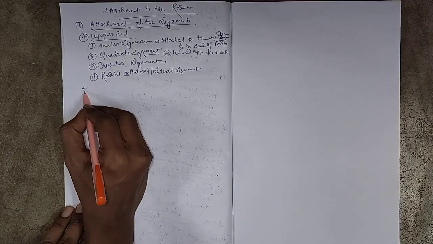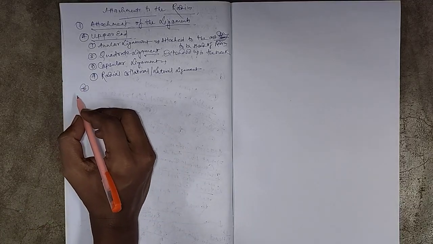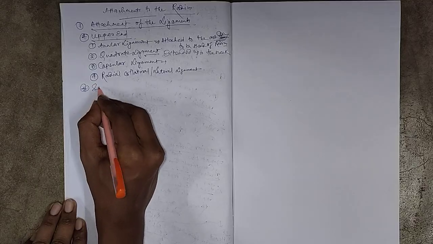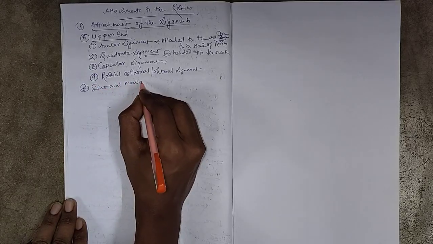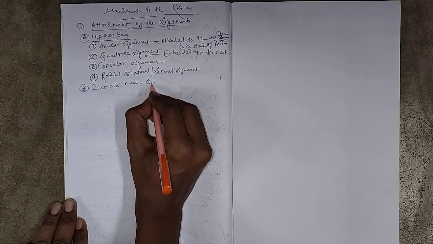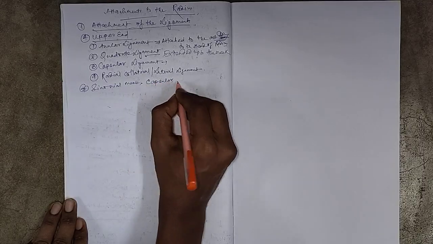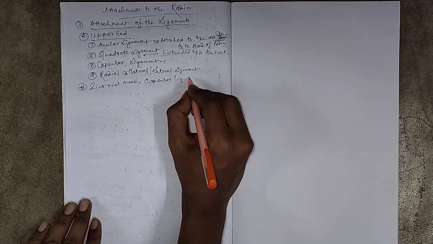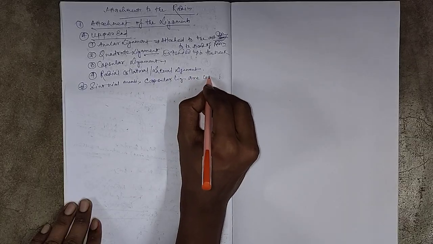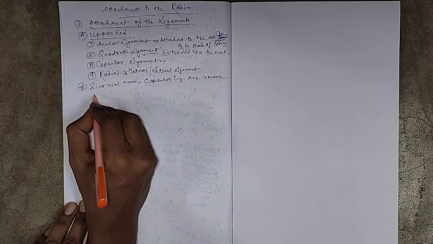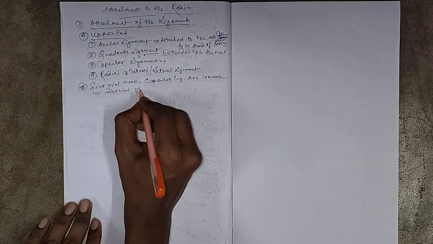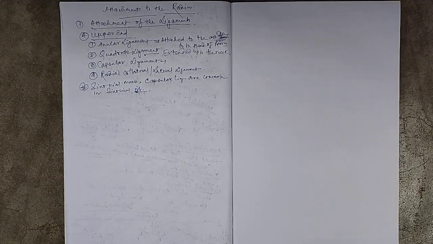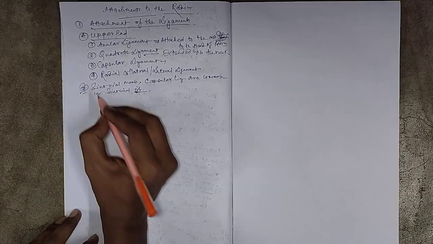And there is one point that you can remember, that the synovial membrane and the capsular ligament are common in a synovial joint. This is an important point you can remember.